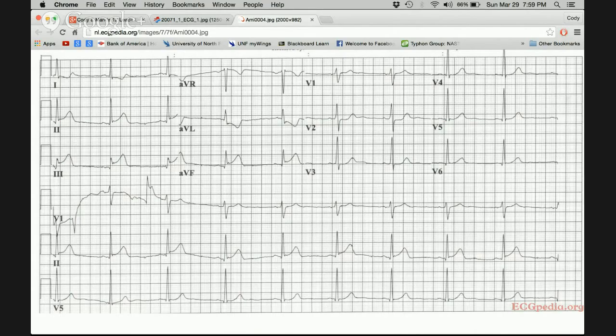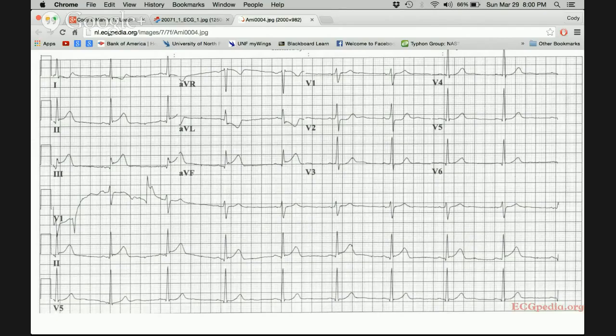The PR intervals are less than 0.2. QRSs are less than 0.12. In this one, we do not see any axis deviation. Leads 1 and AVF are both positive deflections. For hypertrophy, we do not see any left ventricular hypertrophy in this 12 lead. The S wave in V1 and R wave in V5 add up to less than 35 millimeters.